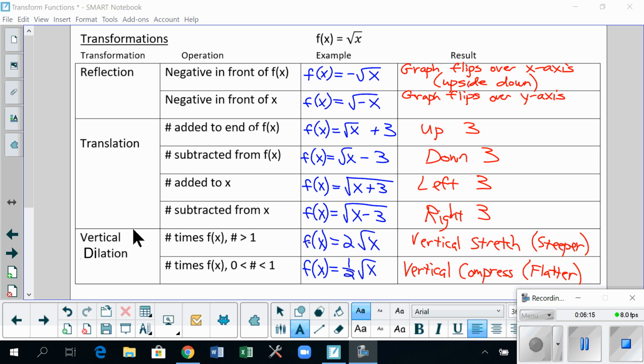Now the last transformation we're going to look at is called a vertical dilation. So if you want to get a graph to become steeper or flatter, you can actually multiply a number at the very beginning, in front of the grouping symbol. In this case, in front of the square root symbol. So let's look at this on Desmos.